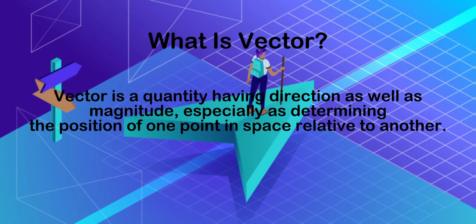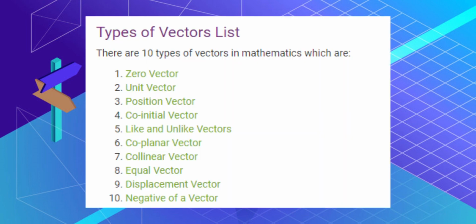So now, let's see what is vector. Vector is a quantity having direction as well as magnitude, especially as determining the position of one point in space relative to another. There are 10 types of vector in mathematics, which are zero vector, unit vector, position vector, co-initial vector, like and unlike vector, coplanar vector, collinear vector, equal vector, displacement vector, and negative of a vector.